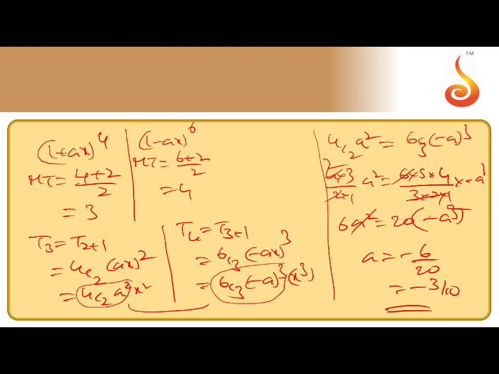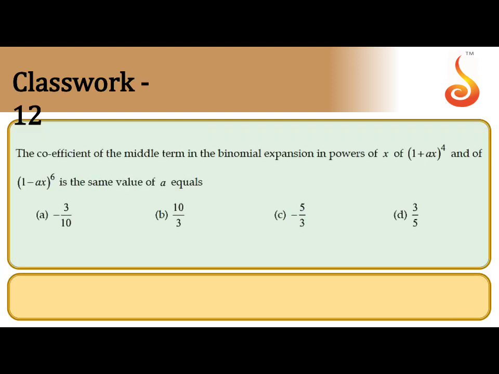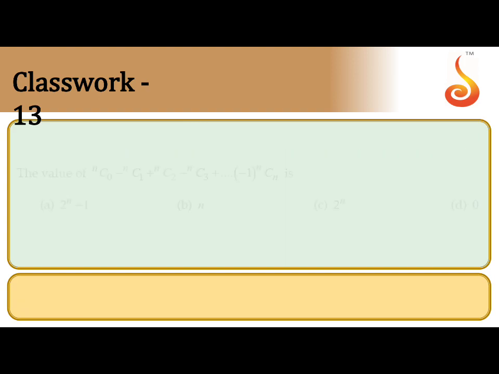I will check the answer on the next page. a equals −3/10, which is option A. So A is the answer. Understand here? How to take the middle term: take the middle terms and equate them to get the answer.